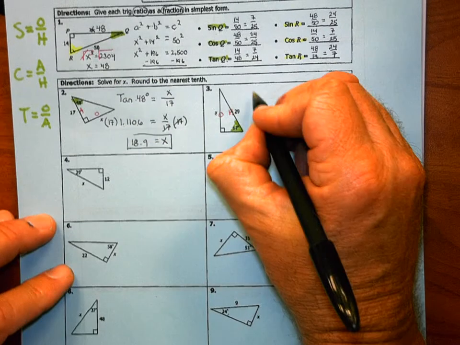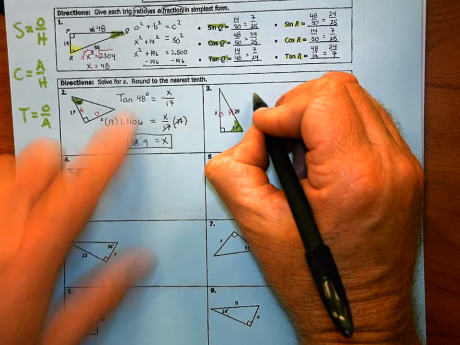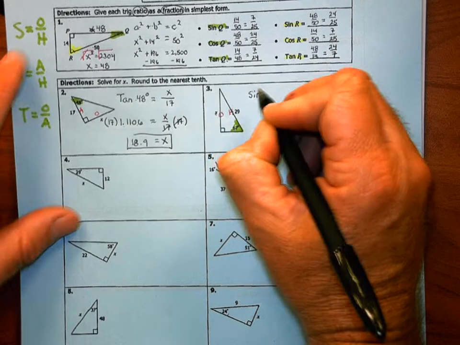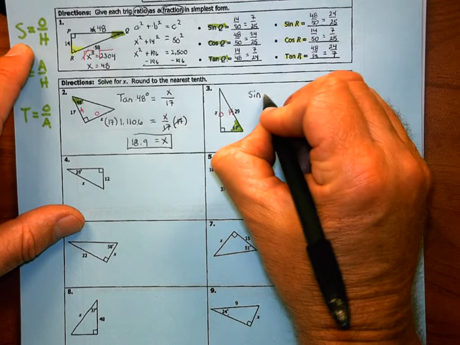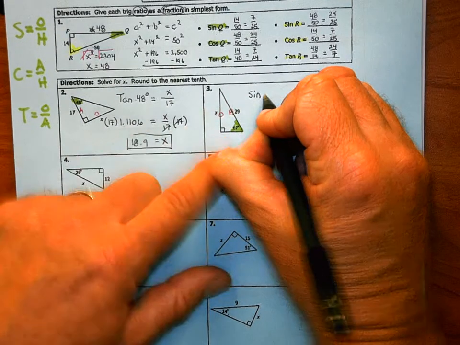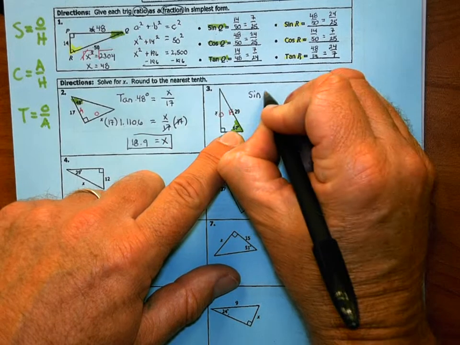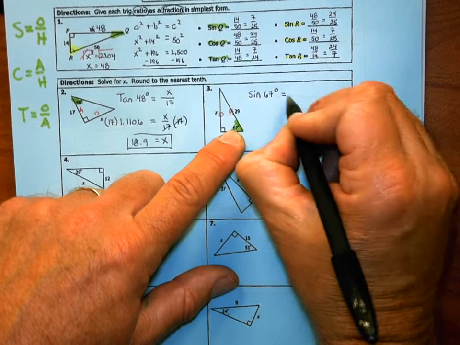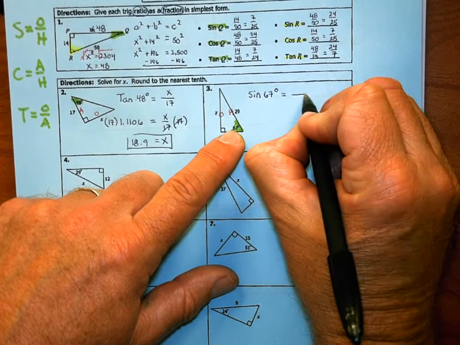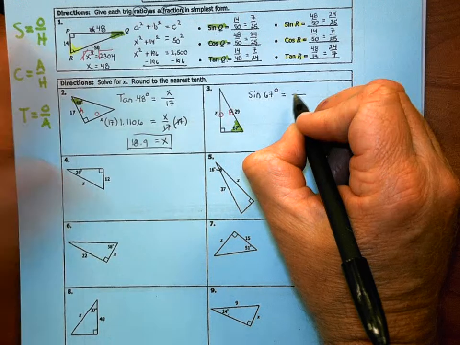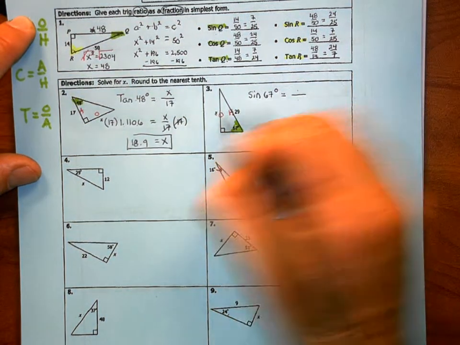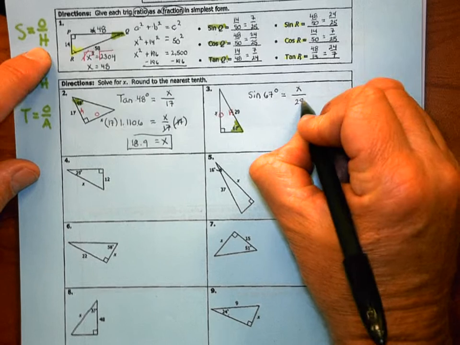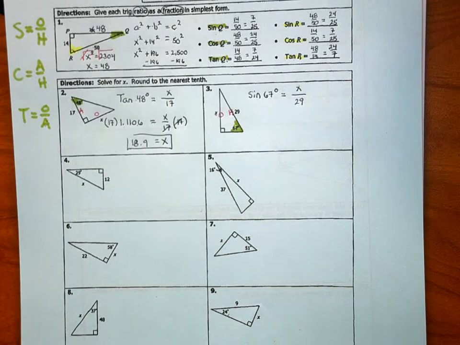So here's how we set up the equation. You write down the abbreviation, SIN, that's the abbreviation for sine. Next to the abbreviation, you always write down your reference angle measure, which is 67 degrees. Then you put an equal sign, and to the right of the equal sign, you're going to set up your ratio or your fraction: the opposite leg, which is x, over the hypotenuse, which is 29. So there is my equation for number 3.